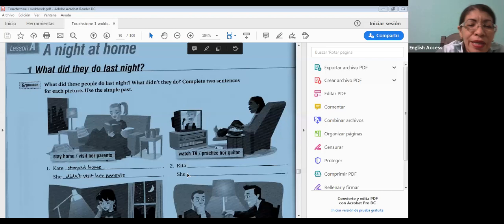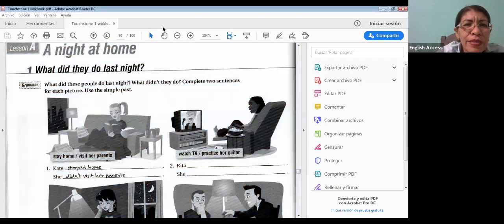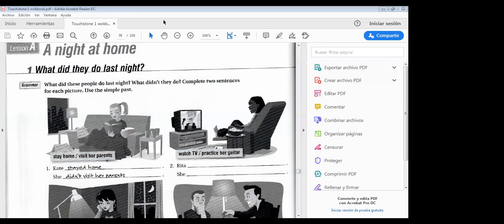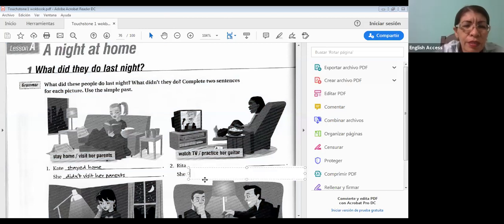So remember here, Omar, in simple past, in negative sentences, the verb goes in simple form. Like here, she didn't practice. Here Rita, and here Rita.